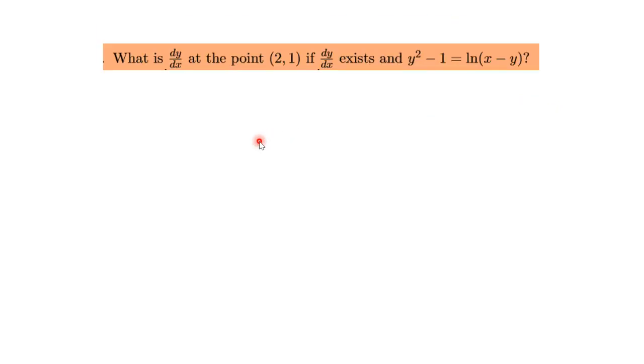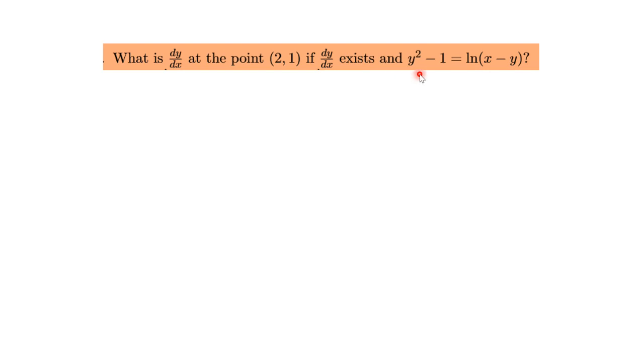Okay, let's have a look at this next question. It's saying what is dy/dx at the point, so again, what is the gradient at the point (2, 1), and you've got the function y squared minus 1 equals ln(x minus y), if dy/dx exists. So in other words, I don't need to put any restrictions on. It's already told me it exists.